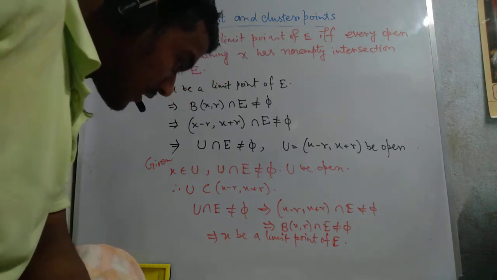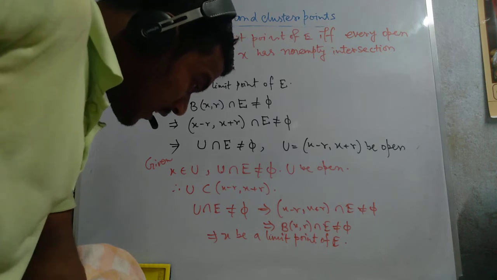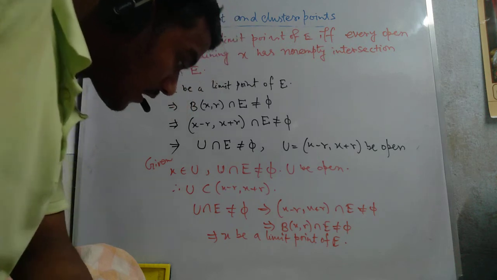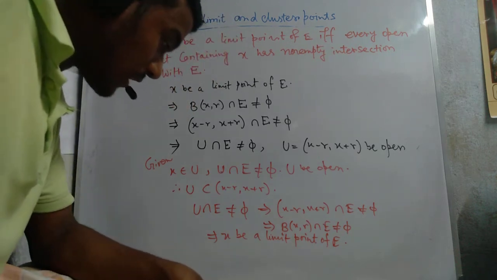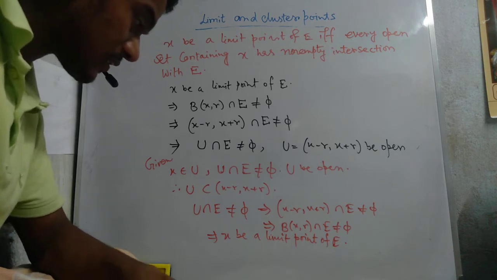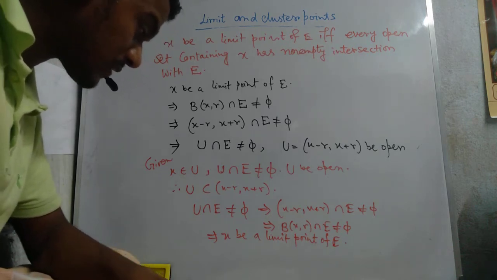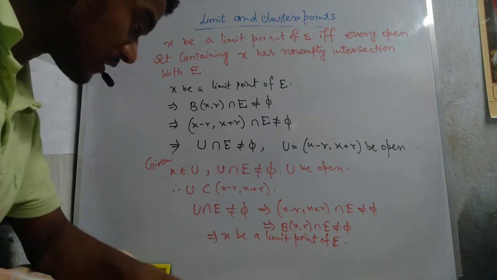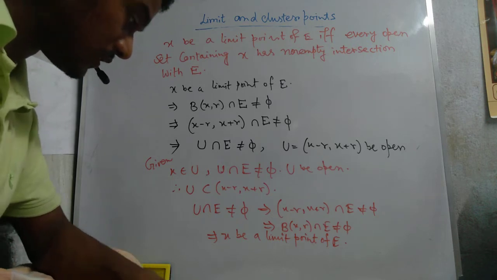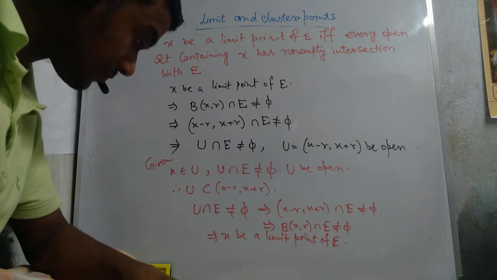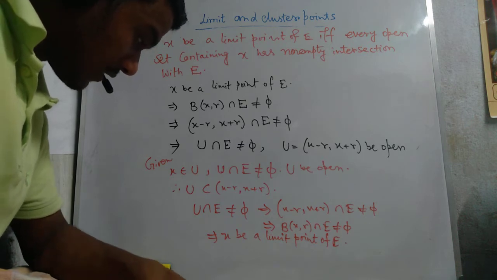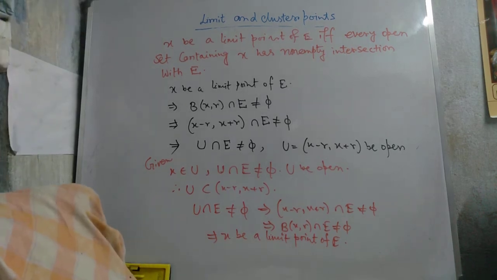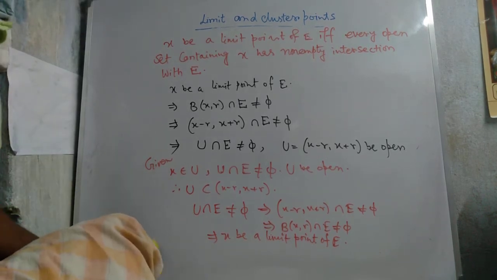Now we're going to have further discussion here, in a topological space. If E is a subset of a topological space X, a point x belongs to X is said to be a limit point of E if every non-empty open set that contains x contains a point of E. Now we're going to another important theorem about limit points.